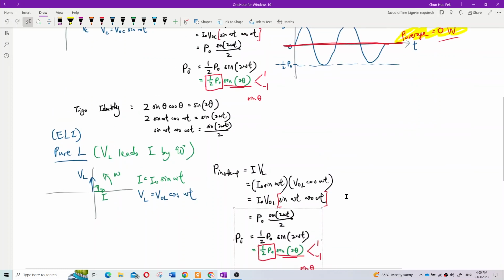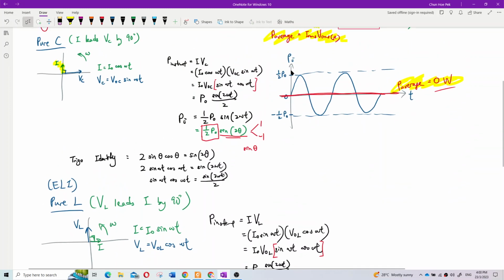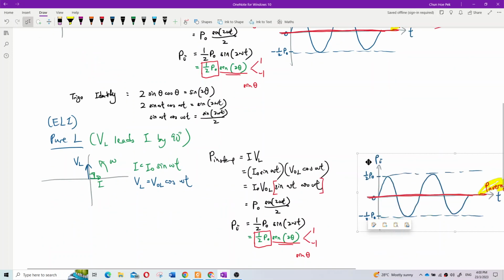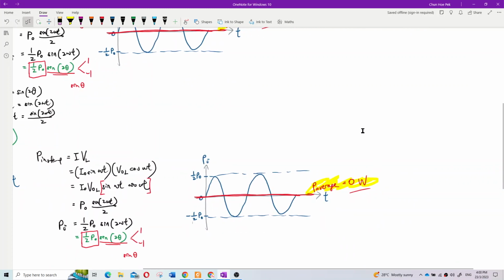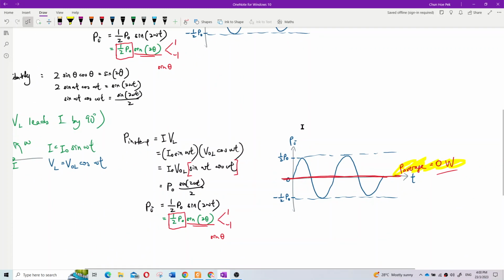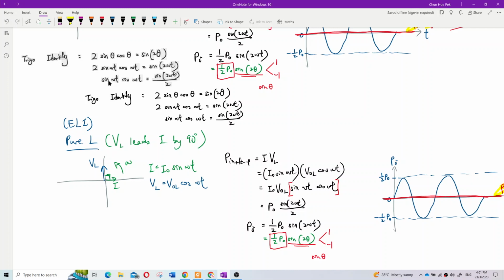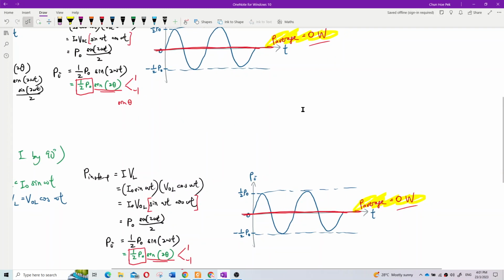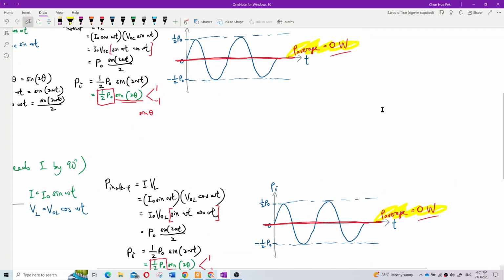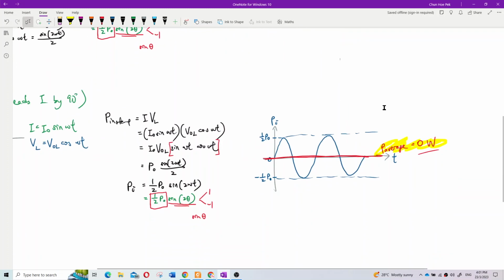So it's the same for this one, and also the graph, and the average power is also 0. It's the same graph as the capacitor. So you see, it's the same. I know it's time's up, but give me just 1 more minute.